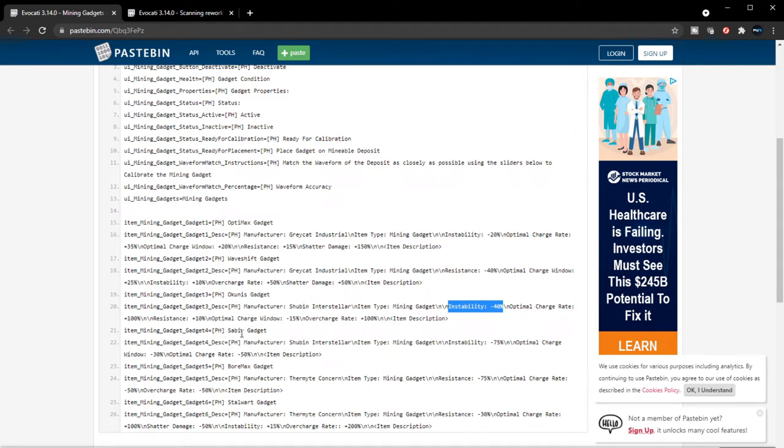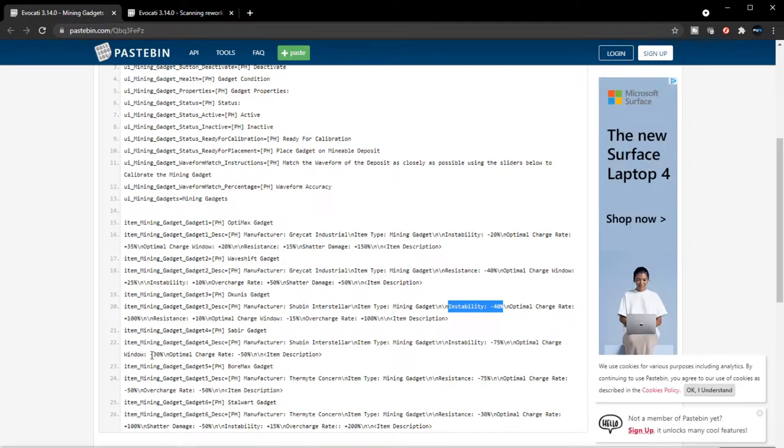All right, so the Saber gadget looks like it has minus 75% in the optimal charge rate, minus 30% in the optimal charge window, and then minus 30% optimal charge rate, minus 50%. Also, the 75% is instability.